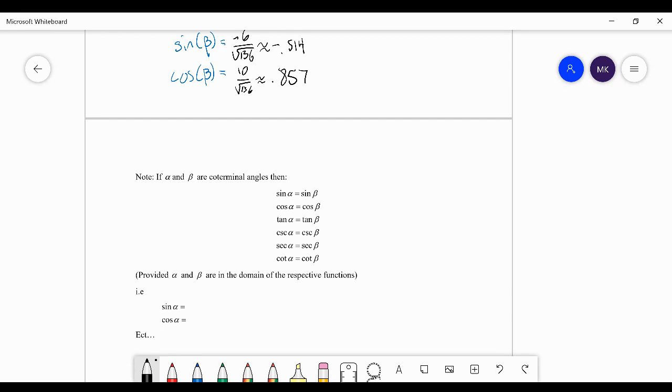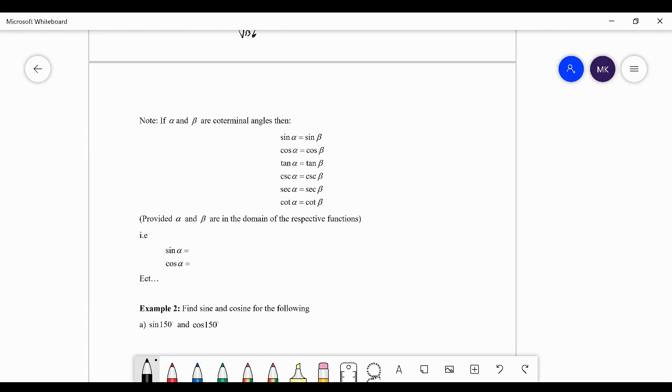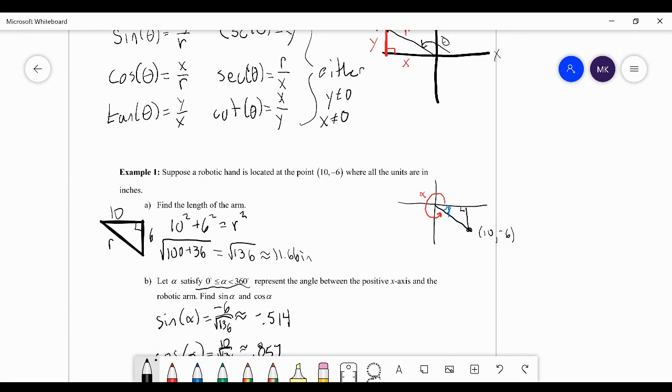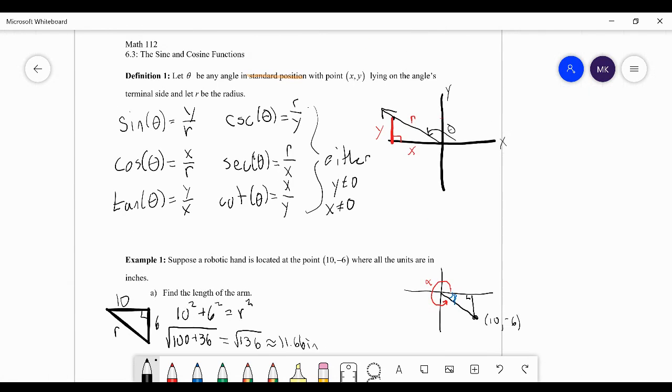So, this is provided alpha and beta are in the domain of the respective functions. And all that means is things like, if we go back up here, we had issues like cosecant of theta is r over y, so y can't equal 0. So if y is 0, that would be like having a 90-degree angle, which would give us a y value of 0. So 90 degrees is not in the domain of cosecant.